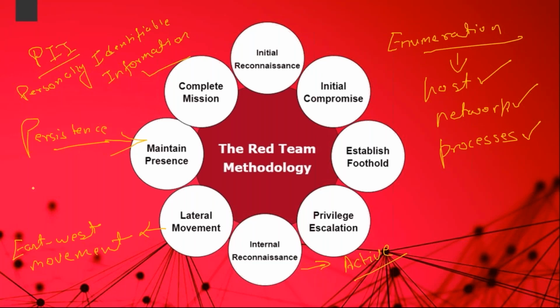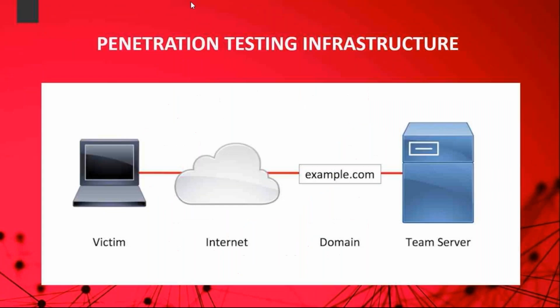And next, let me give you an overview of the infrastructure, like how it looks, right? What you can see on your screens, guys, is a penetration testing infrastructure. Here we have a victim, the internet, a domain, and the team server, right? Is the red team infrastructure different from the pen testing infrastructure or not? And if it is, why is it different?